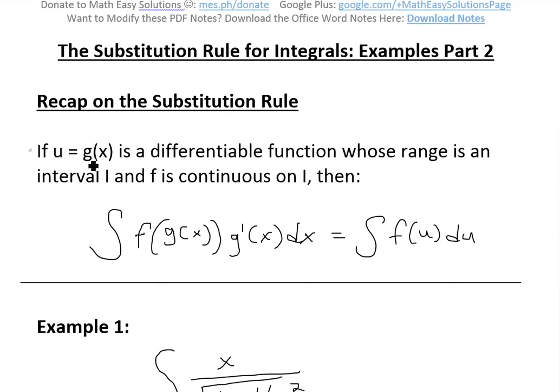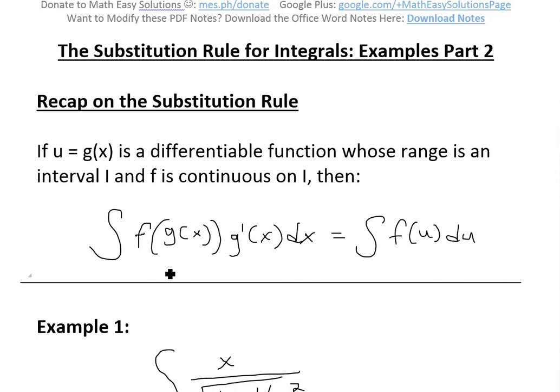Basically, if u equals g of x, a differentiable function whose range is an interval I, this is saying the range of whatever values u can be, and f is continuous on I, because when we plug u inside g of x, f will exist and be continuous on this domain, which is the range of u.